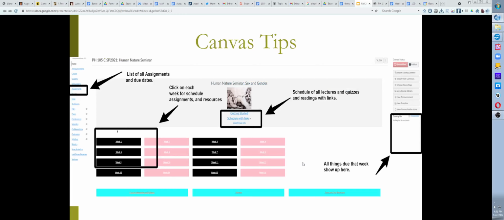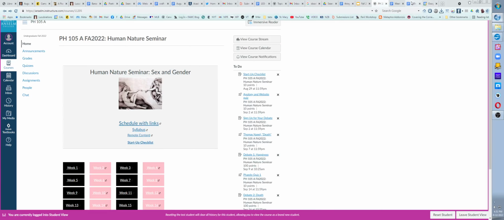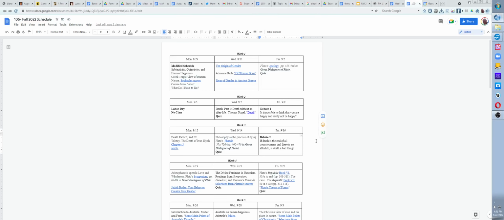So let me show you where to find some of this stuff on Canvas. Hopefully you're already familiar with Canvas, how to do your settings so that you get emails when I enter your grades or make announcements, and you know how to use the coming up or the to-do list. But let me show you what our page looks like. Down the center at the very top, there's the schedule with links. If you click on the schedule with links, it takes you to our schedule for the semester that actually has the readings all linked to them. So every day it has what you should have looked at before you come in that day.